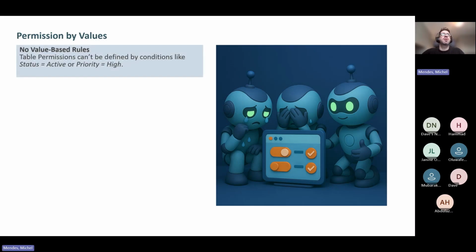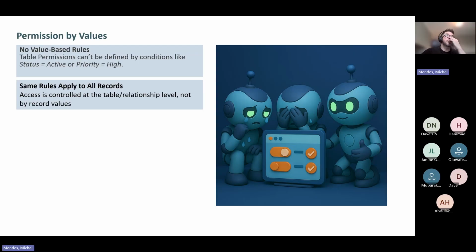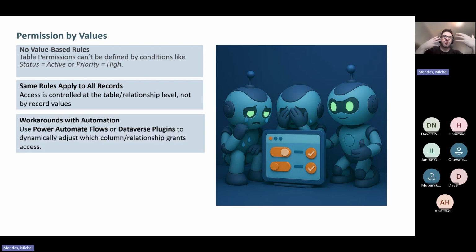There's one thing that we need to be aware of as well. There's a common request sometimes to create permissions based on values. For example, you would only allow people to see records that have a status of active or a priority of high. That cannot be done by only using table permissions. But since the same rules apply to all the records when we set table permissions, what we can do is have 2 different sets of table permissions.